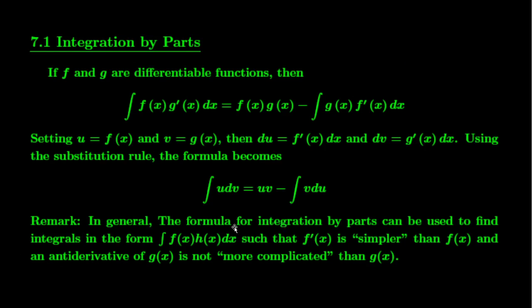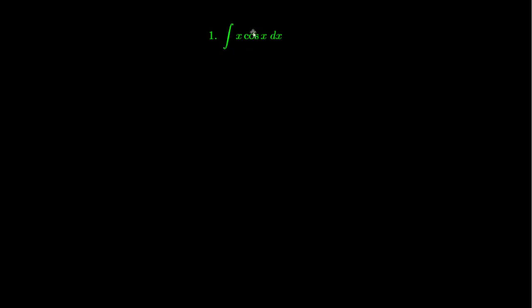The formula for integration by parts can be used to find the integrals in the form of that. So basically the integrand, by integrand I mean the function inside the integral. The integrand is a product of two functions, having the condition that the derivative of one factor is simpler, and the antiderivative of the other factor is not too complicated. It's not more complicated. Okay, I will show you what I mean.